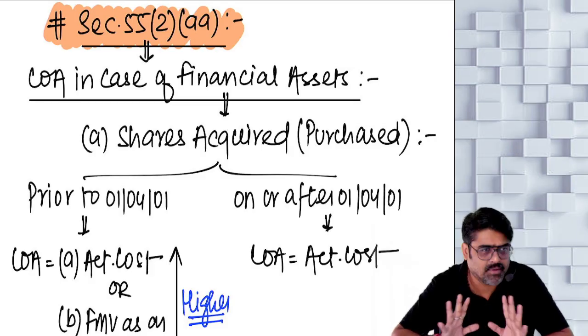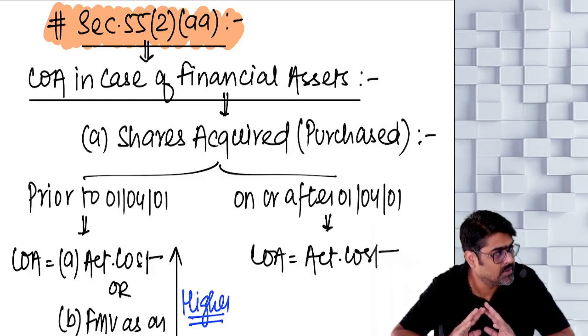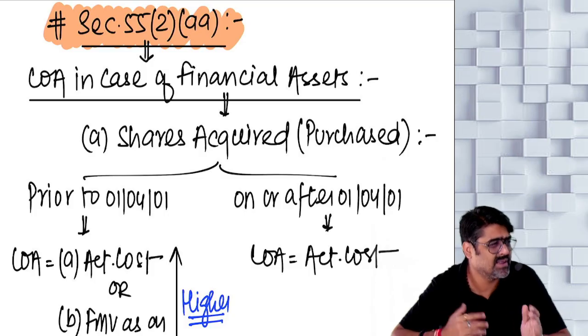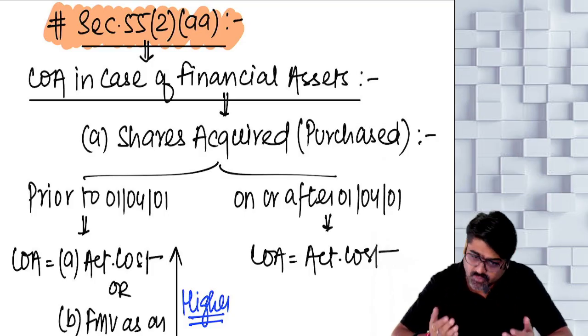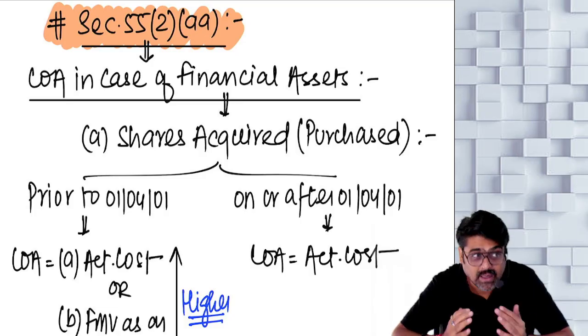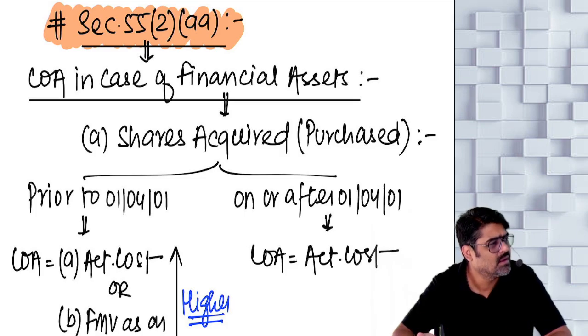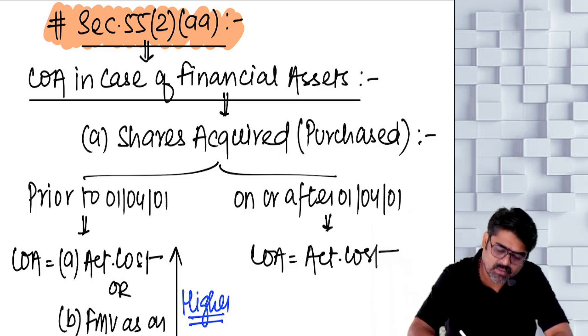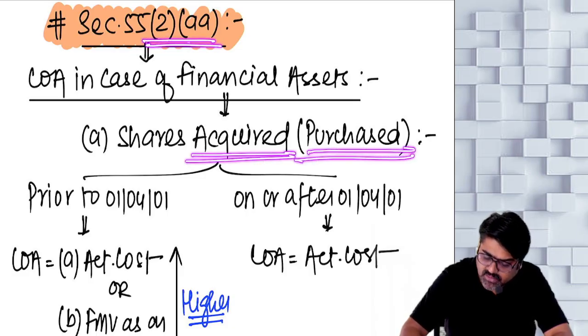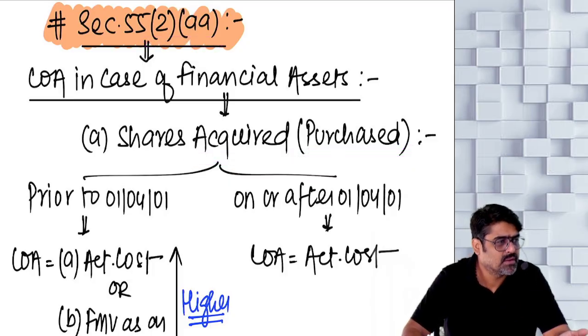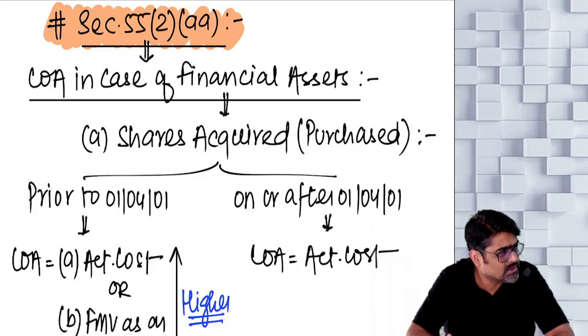So any type of shares which you acquire, whether listed, unlisted, any type of shares, if you acquire shares, what will be the cost? Actual cost. Simple. So 55(2)AA says that for the shares which are acquired or purchased by the assessee, whenever these shares are transferred, the capital gain will be calculated. To calculate that capital gain, the cost of the shares will be their actual cost.